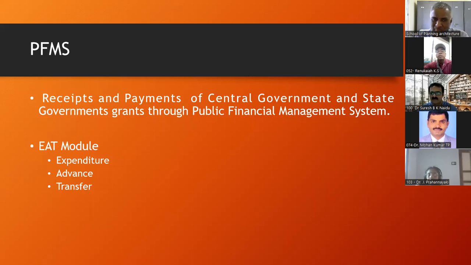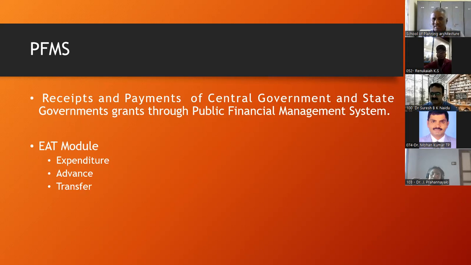We have to register under the PFMS. This is expenditure. What is advance? What is transfer? If the money comes through the hierarchy, suppose RUSA funds come to the state government, which will disperse them to the university. What is the role of the state government? The state government is only a transferring agent, not an expenditure incurring agent. Expenditure is incurred at the grassroots level. State government will only transfer. So we have the EAT model: expenditure, advance and transfer.